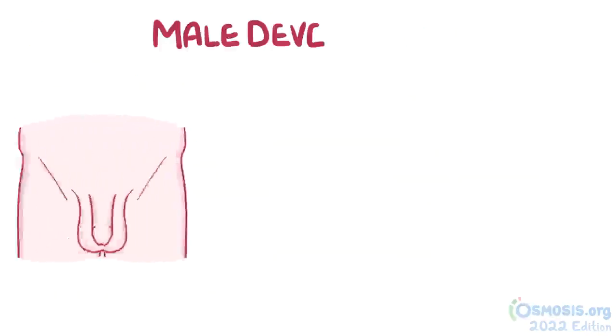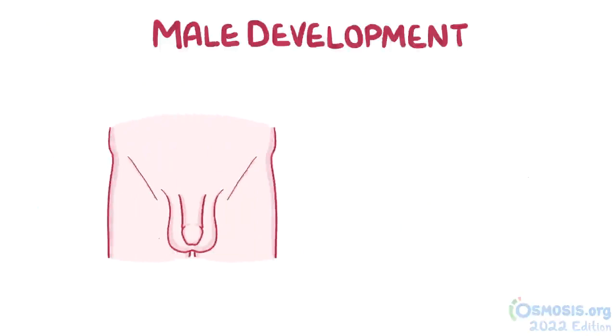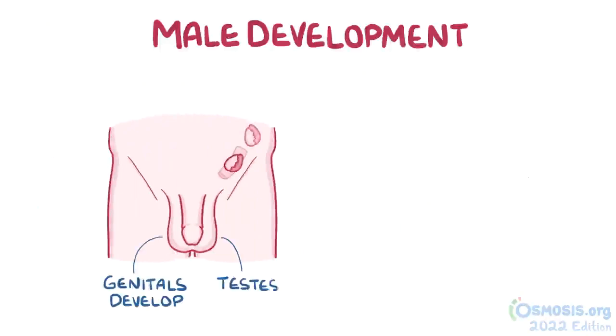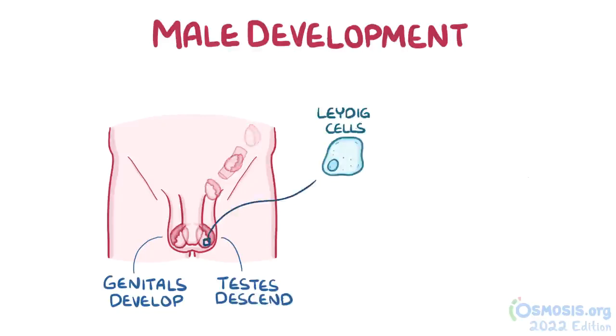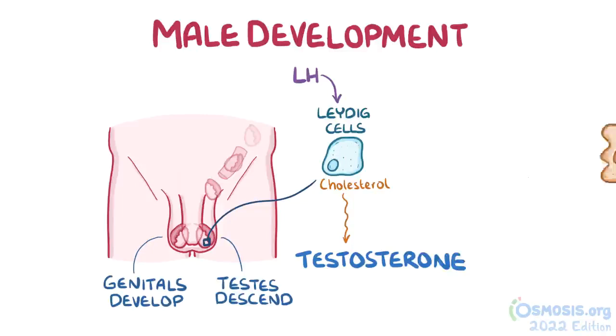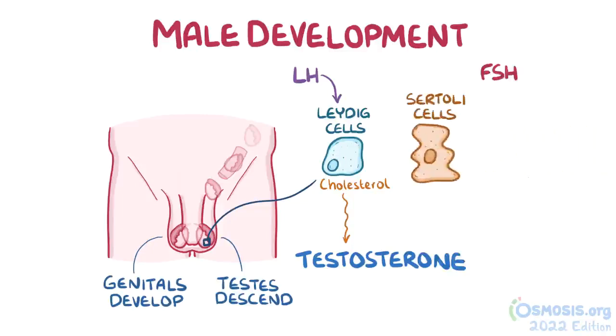Early on in male development, testosterone helps the external sex organs to differentiate into male genitals and causes the testes to descend from the abdomen into the scrotal sac. Beginning at puberty, the Leydig cells of the testes respond to the luteinizing hormone by converting more cholesterol into testosterone. In addition, the Sertoli cells of the testes respond to follicle-stimulating hormone by producing more sperm.